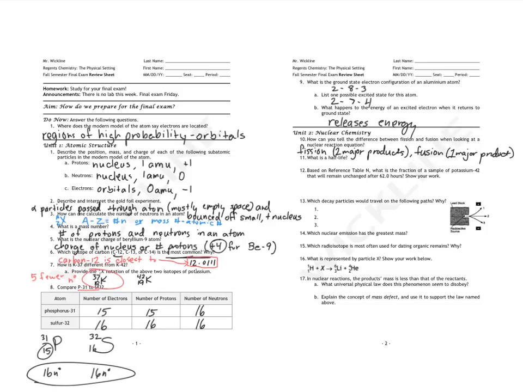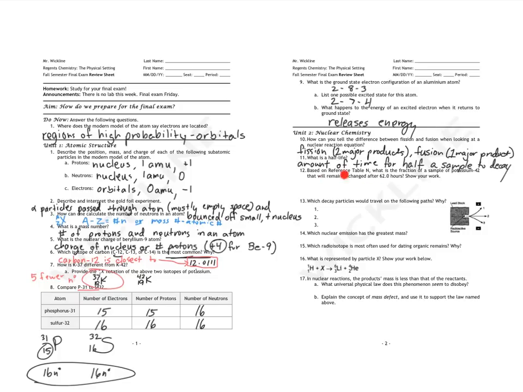So since we're on the subject of nuclear chemistry, this brings up half-life. Half-life is actually an amount of time, and specifically it's the amount of time required for half of a sample to decay. Let's do an example.